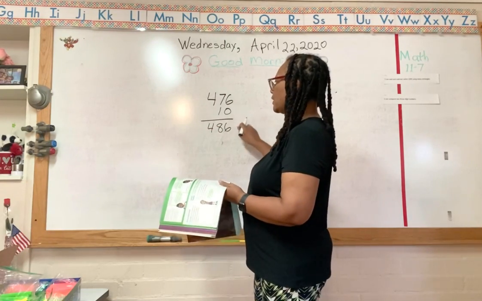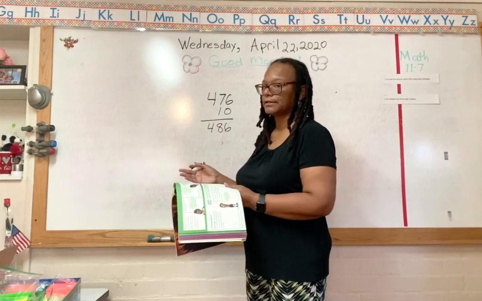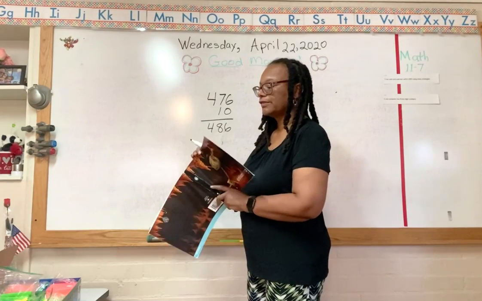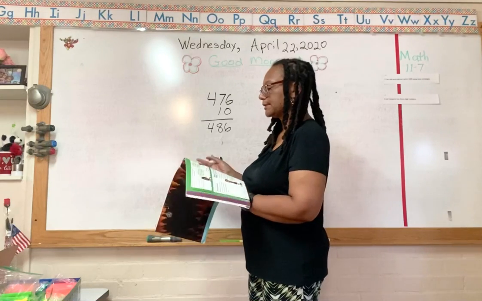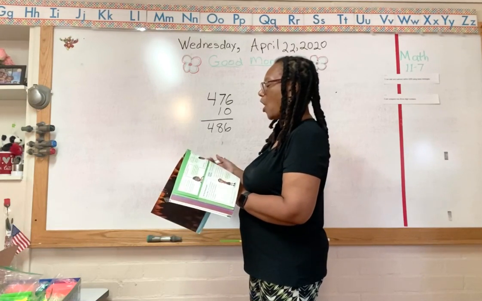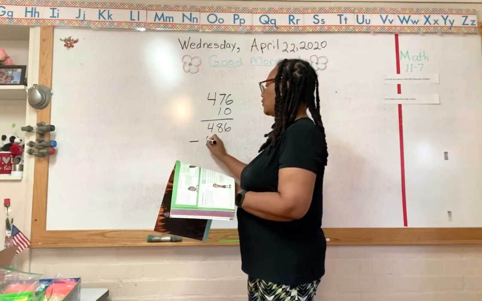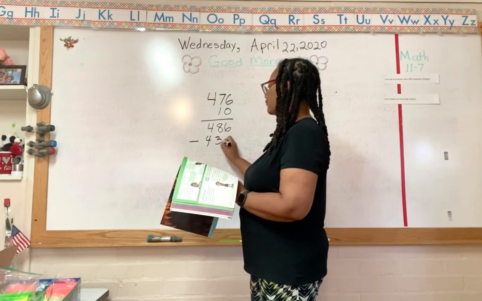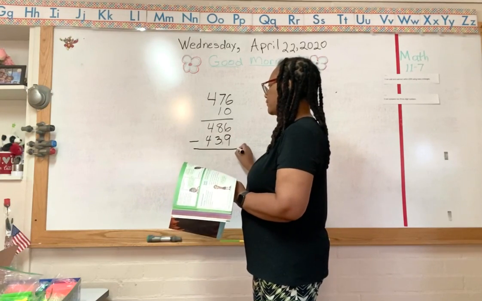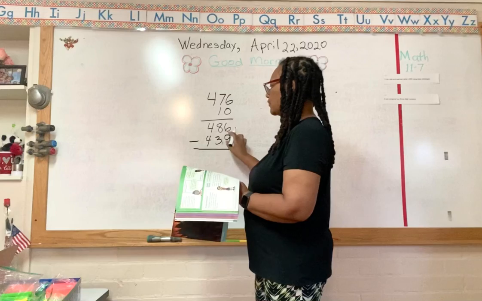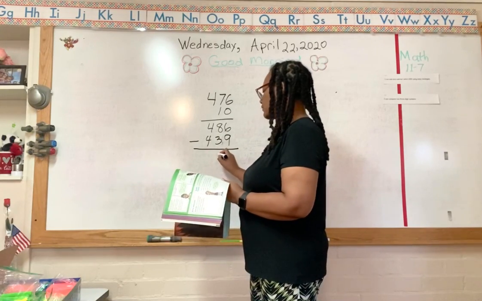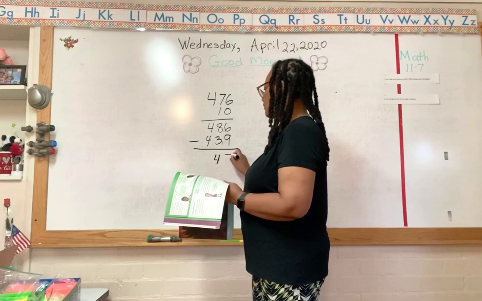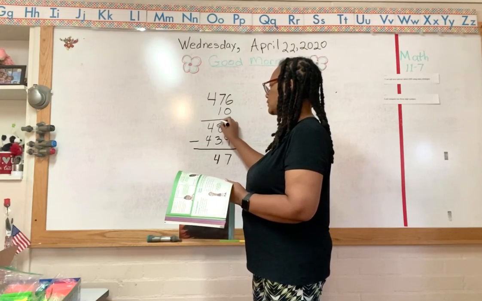So that's the number that we're trying to get to, 486. That's one step. Then the next step is to find out how many more tickets we need to sell. We already sold 439. So you could subtract 439 from 486. And then they told you the answer is 47 because they regrouped.